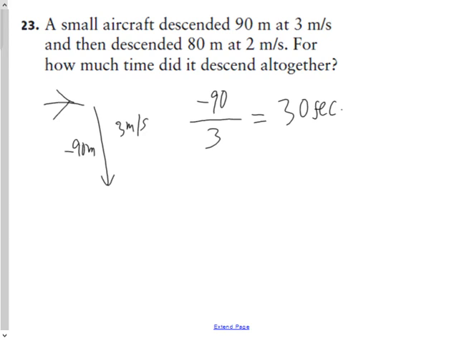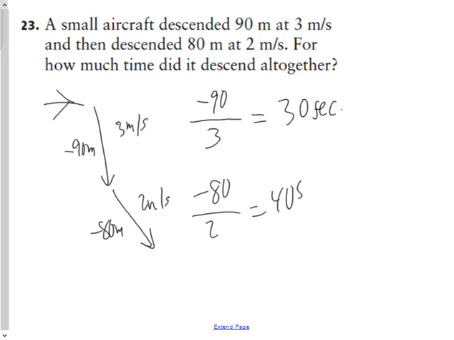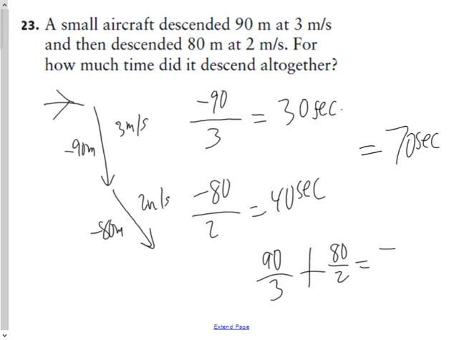And then it went down a further 80 meters at a rate of 2 meters per second. So again, descending 80 meters at 2 meters every one of those seconds, it must have taken 40 seconds to descend that much. So altogether, we would have 70 seconds to go down the 170 meters. Or, as one expression, 90 meters divided by 3 combined with 80 meters divided by 2 will equal 70.